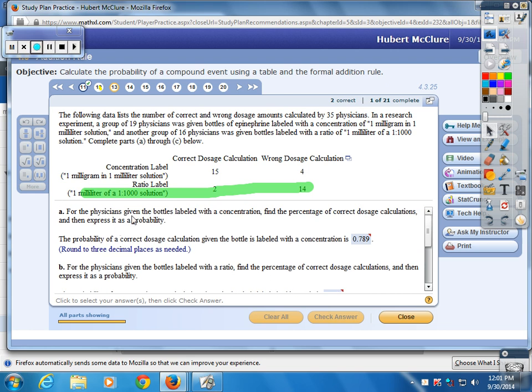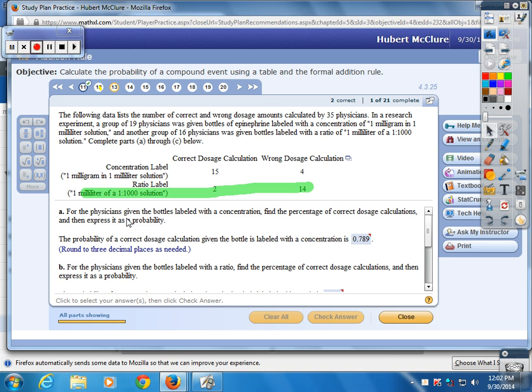For the physicians, given the bottles labeled with concentration, that's these guys right here, 19. Find the percentage of correct. Somebody take 15 and divide it by 19. Okay. You got to read the first part. Hubert didn't read the first part. Hubert just read this. I did that on purpose, to show y'all that you need to read the first part.